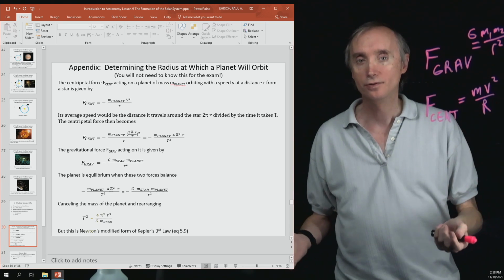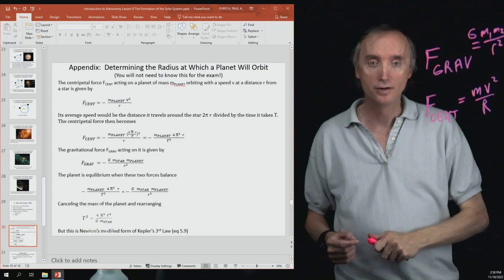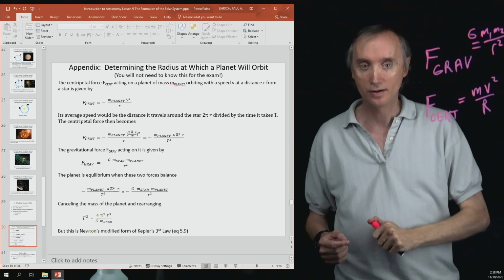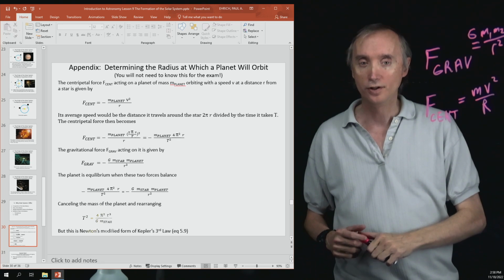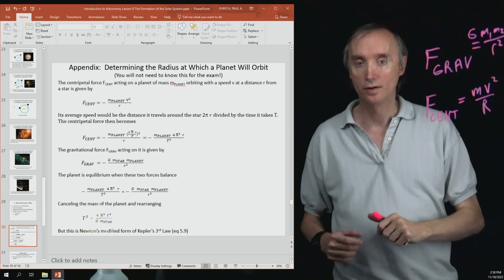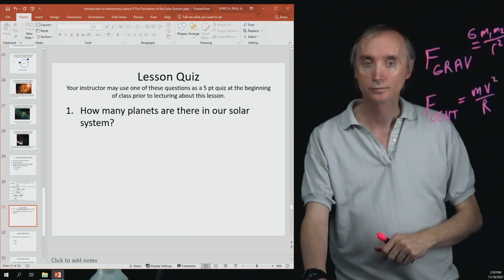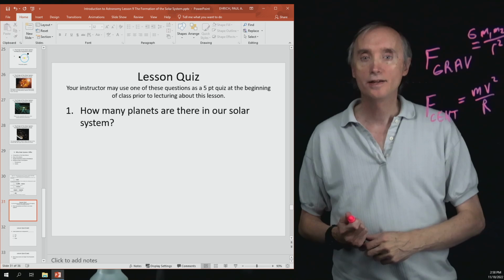So if you're one of my students, don't worry about it. It says on there that you don't need to know this for the exam. But I just think it's a really good example of using mathematics to predict where the orbit of a planet is going to be located. So let's do our lesson quiz.